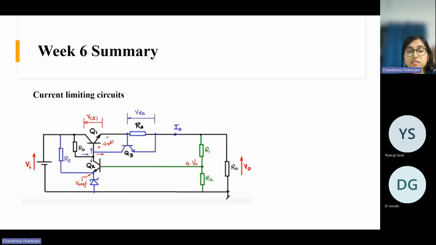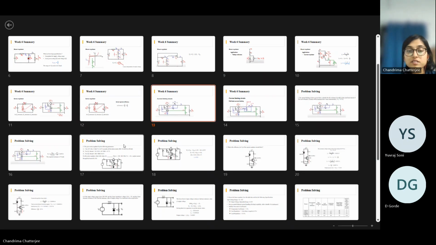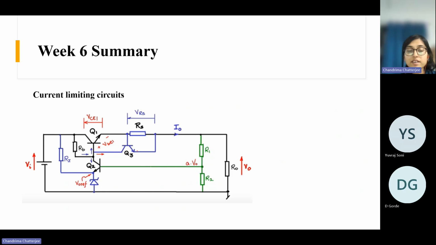The only difference is what? We have added another BJT, Q3, here. The base is connected from this point, and we have connected one series resistor here, RS. These are the additional components that we have connected to implement the current limiting circuit. Now, how does this work?